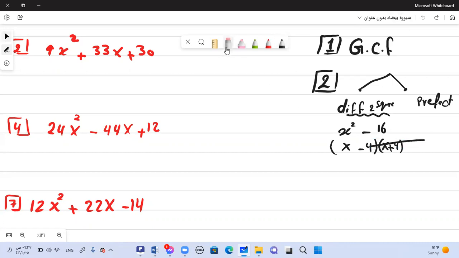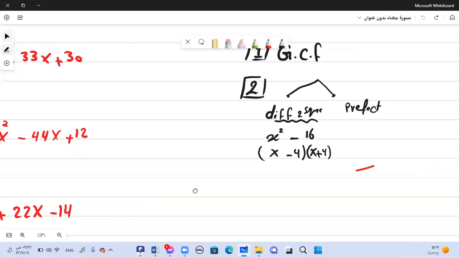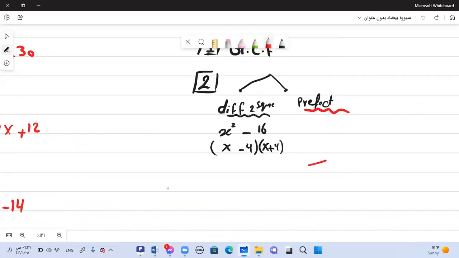What about the other special case? The perfect square. Another special case is the perfect square. If we have 3 terms, like x squared plus 10x plus 25, and here we can write positive. You can determine: is it a special case perfect square, yes or no?